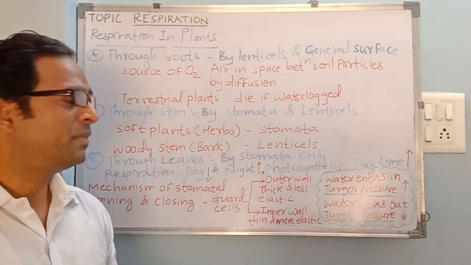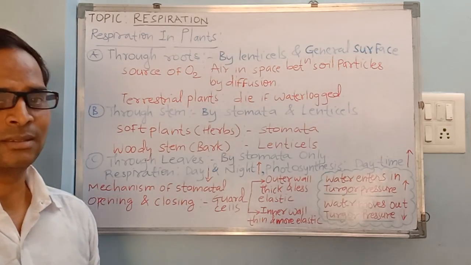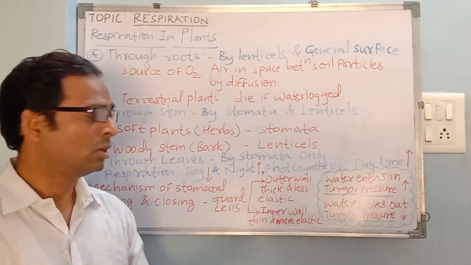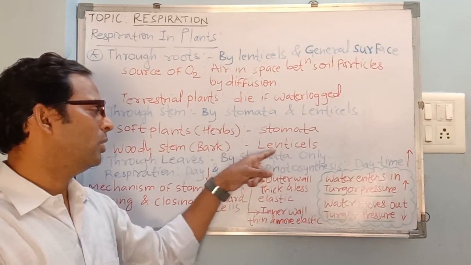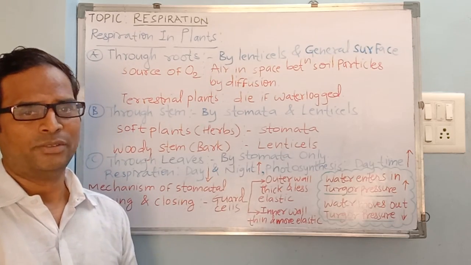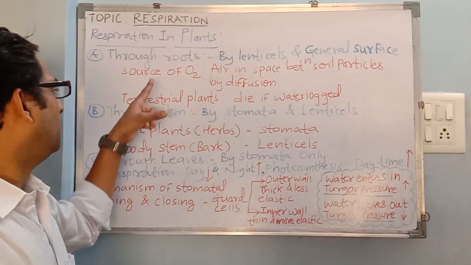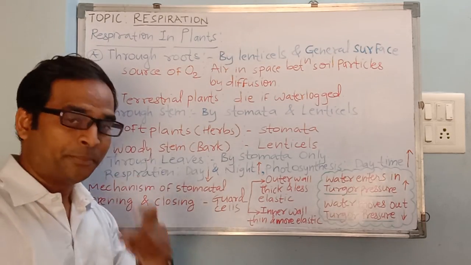And when you talk about woody stem, or large plants or trees, they have bark, the outer covering of the stem made up of dead cells, and that has small openings or apertures through which plants respire, which are called lenticels. So these are the organs of respiration in plants in the form of roots and stem.